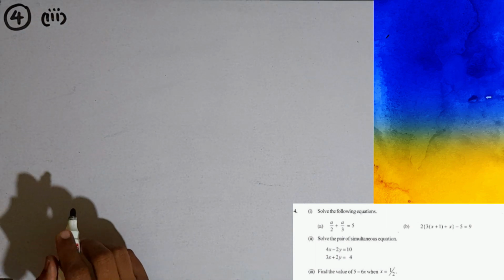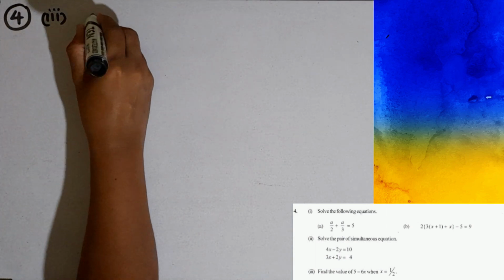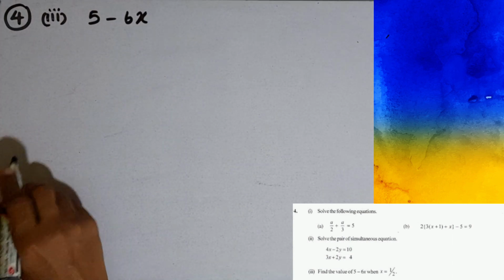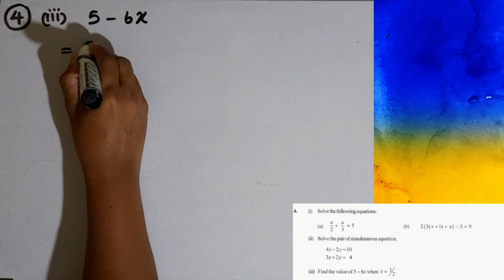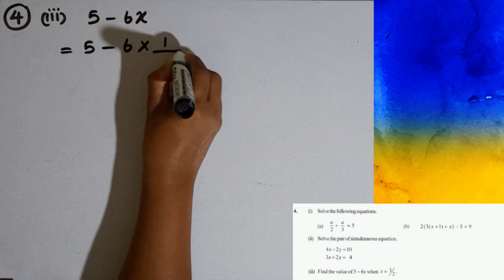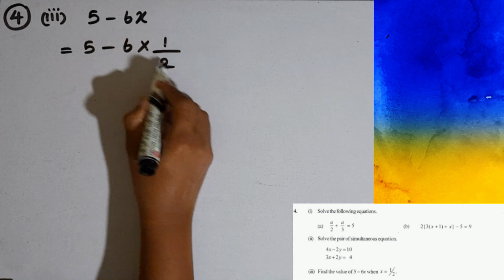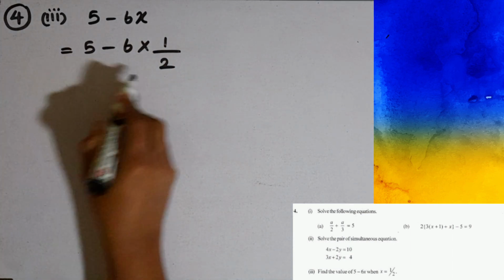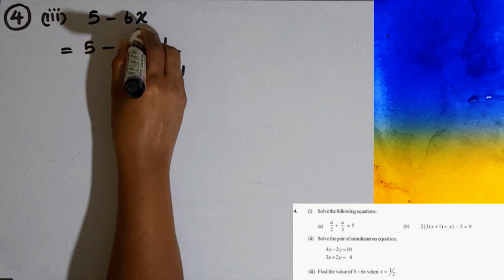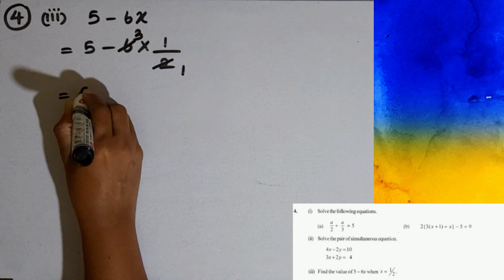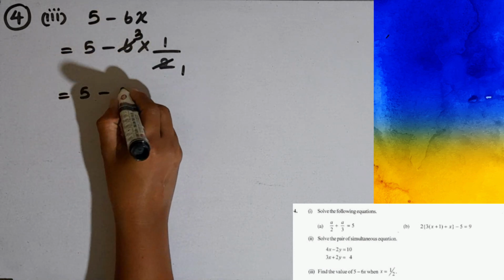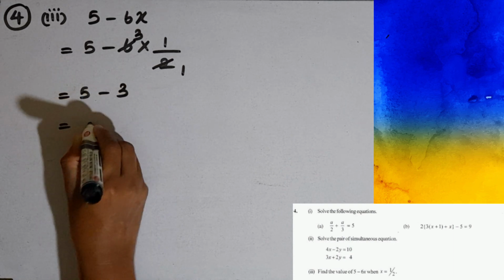Third part, find the value of 5 minus 6x when x equals half. We can substitute the given value here. 5 minus 6 multiplied by 1 over 2. 2 and 6 can be simplified by using the common factors. 2 times 1, 2 times 3. Then 5 minus 3 multiplied by 1 is 3. 5 minus 3 equals 2.